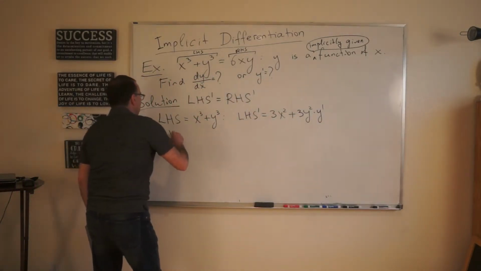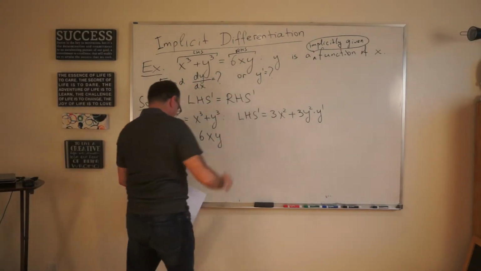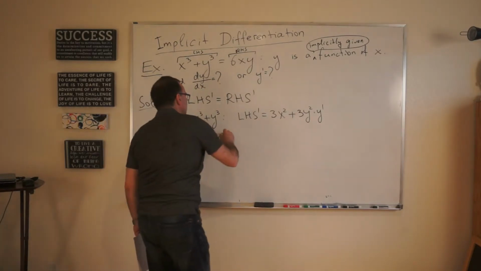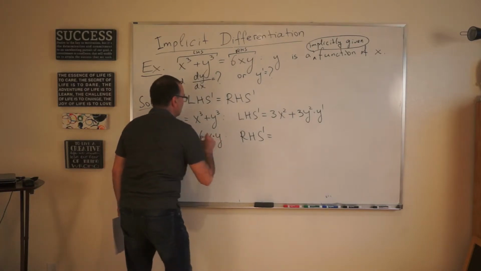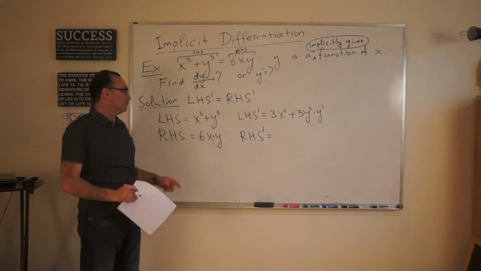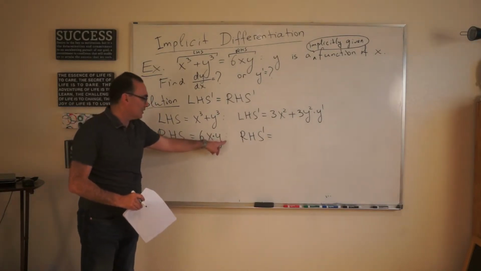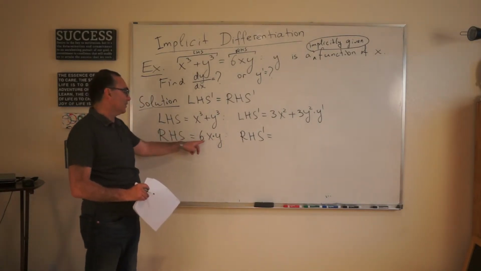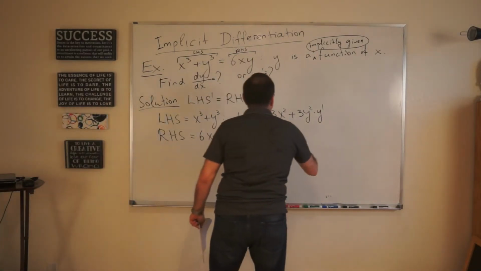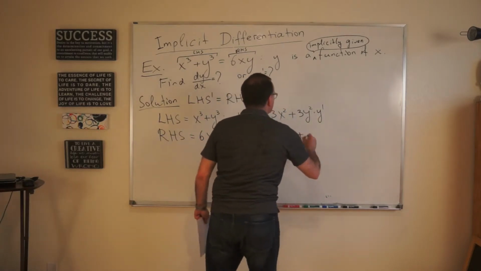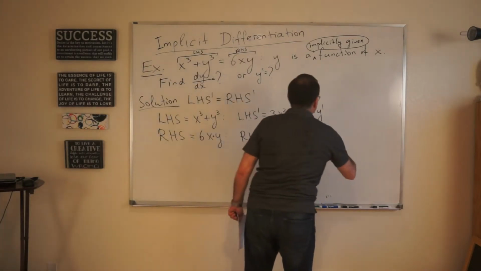Now right-hand side alone is just 6xy. Right-hand side derivative is therefore, there is a product here, 6x times y, so we have to use the product rule. Again, derivative product rule means derivative of the first factor times the second plus the first times derivative of the second. 6x derivative is just 6. Now times y, the second factor, plus 6x times the derivative of the second factor, and that is just y prime.